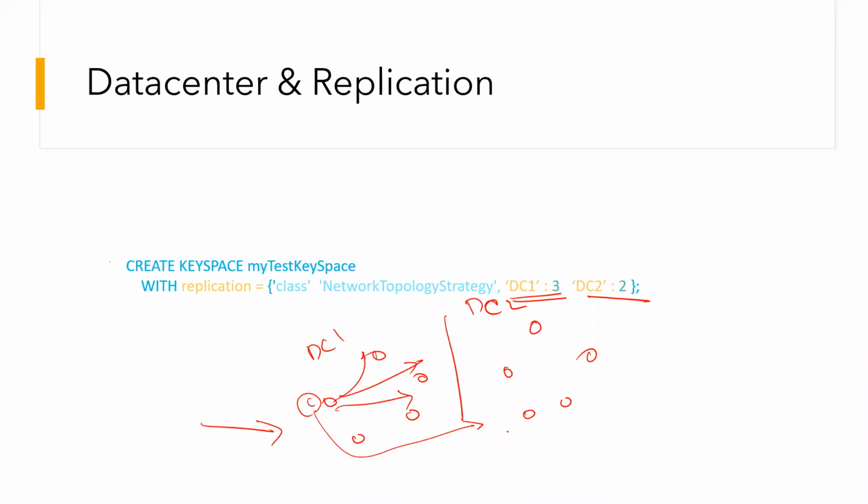It takes the local coordinator, and then it writes the request to two of the nodes. So that's the replication that we are talking about, wherein here the replication factor will become 5, because you are talking about 3 on one DC and 2 on the other DC. So the replication factor will be 5.